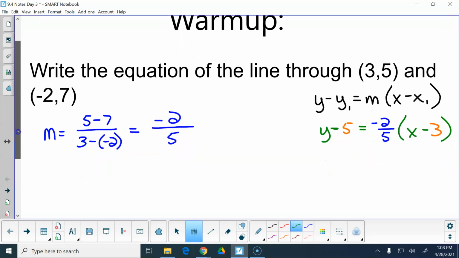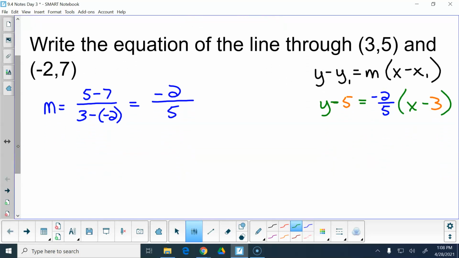It would also work if we use the negative 2, if we went y minus 7 equals negative 2/5 times the quantity x plus 2. You get the same answer. Okay? So we got that. Now we're going to do a little distribution on the right side.